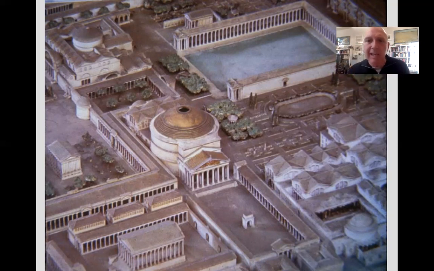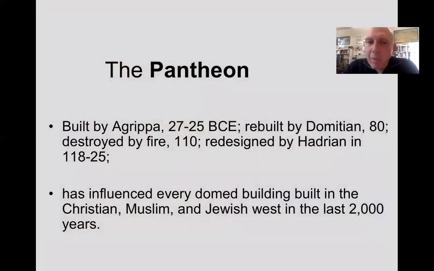In front of it was a courtyard. That doesn't exist any longer. It's been built up now. But at one point, there was a colonnade or stoa, to use the Greek term, that prepared the visitor for the entry to the temple proper. So the original was built in 27 to 25 BC, and it was built indeed by Agrippa, rebuilt by Domitian in the year 80, destroyed by fire in 110, and then it was redesigned, rebuilt by Hadrian, and that is the building that we see today.